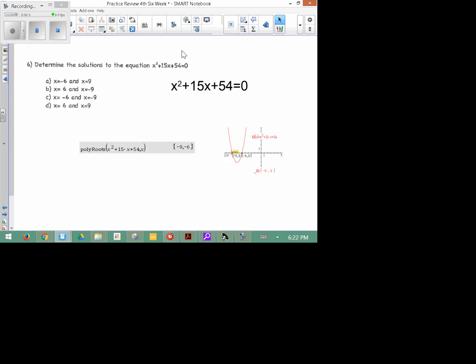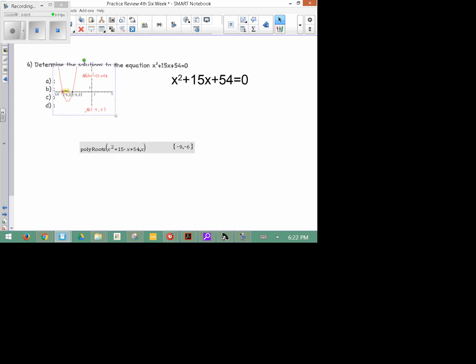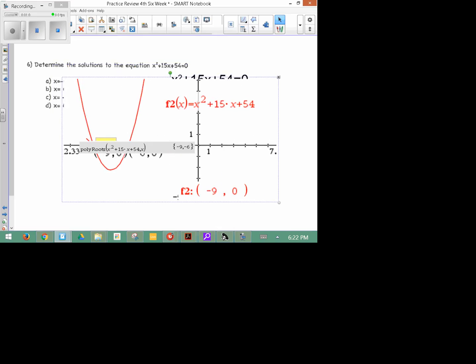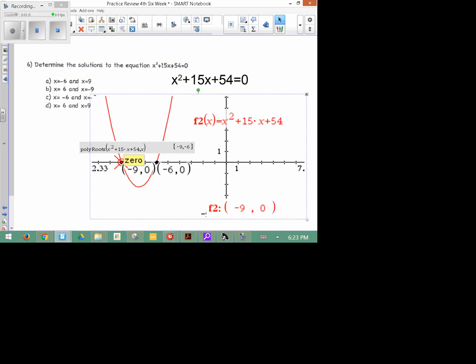Problem number 6. Determine the solutions to the equation x squared plus 15x plus 54, so I wrote it right here, equals 0. It is very easy to solve a quadratic equation, especially if it's set equal to 0, because all you need to do is simply graph it and trace it and find its zeros. We'll talk about that a little later.